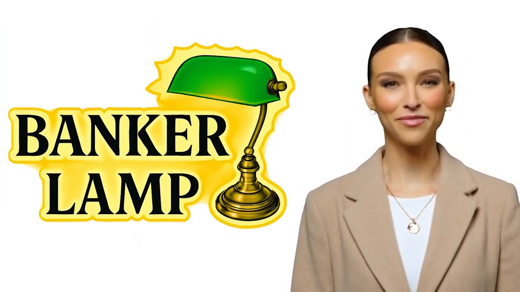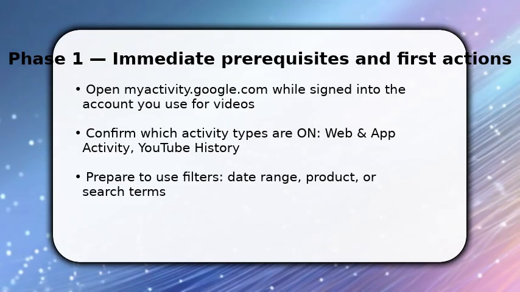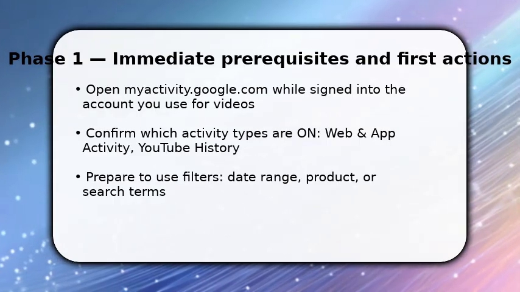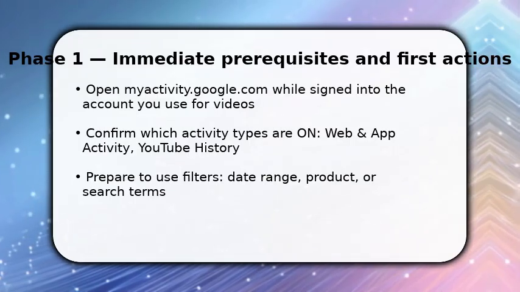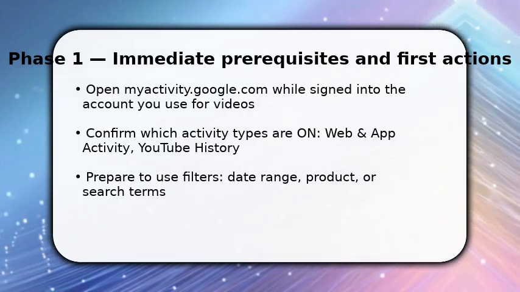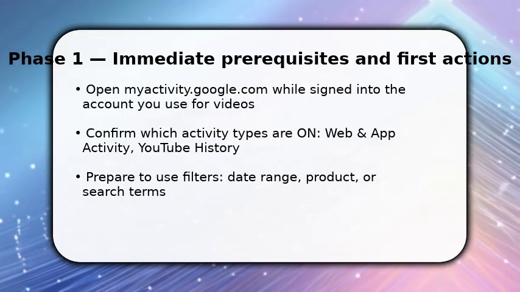Please enjoy the video. You begin at My Activity. Google.com, sign in with the account that stores your video history. First, check activity controls and confirm web and app activity plus YouTube history are active so you can edit them.